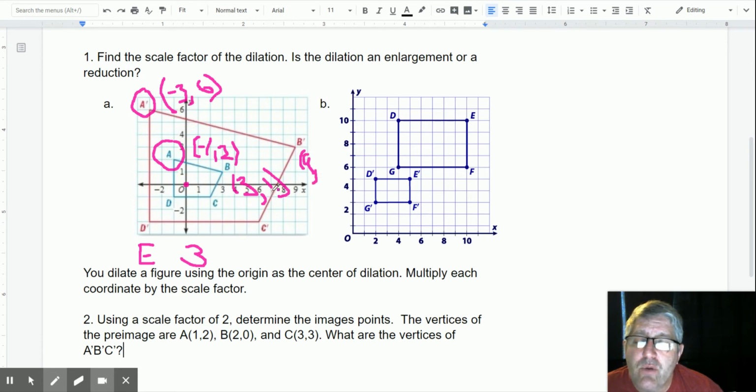And then I'll do the same thing with the y coordinate. 3 times 1 is 3. And that definitely matched up here too. So it's 3. So my scale factor is 3, and it's an enlargement.